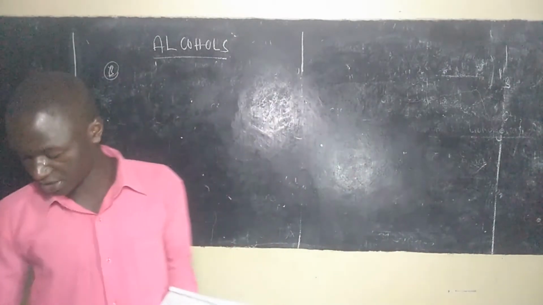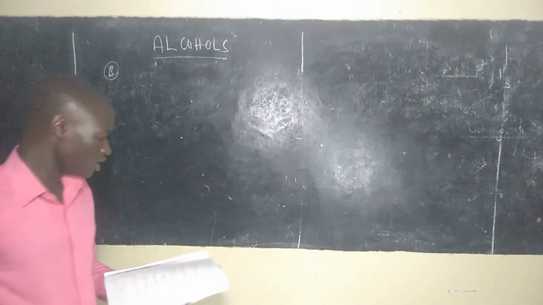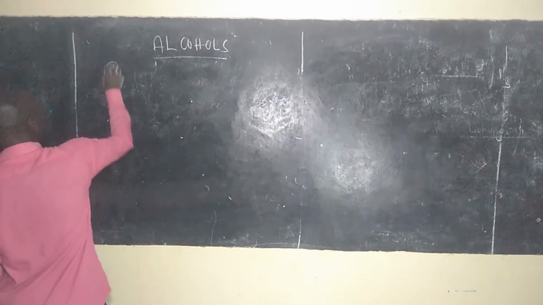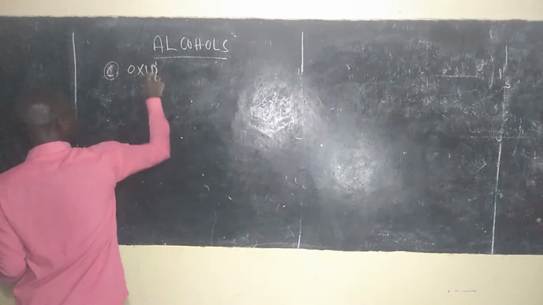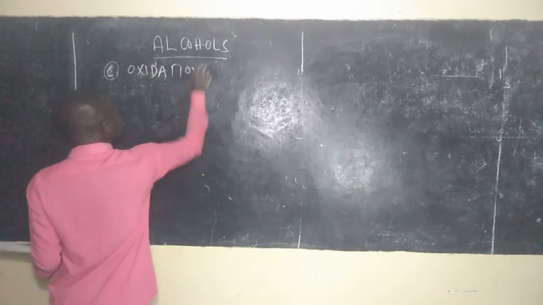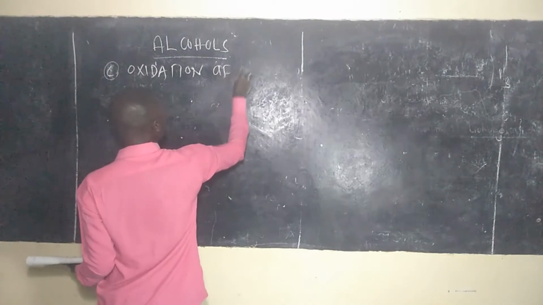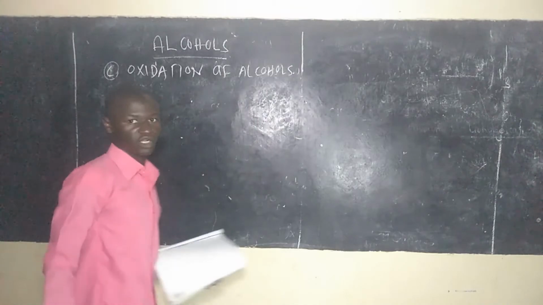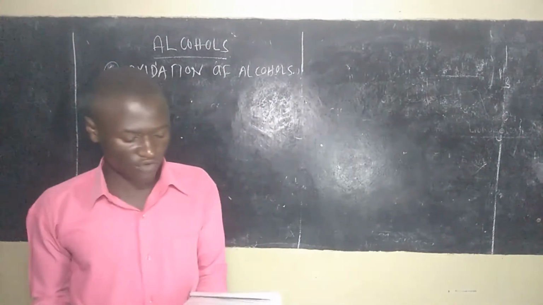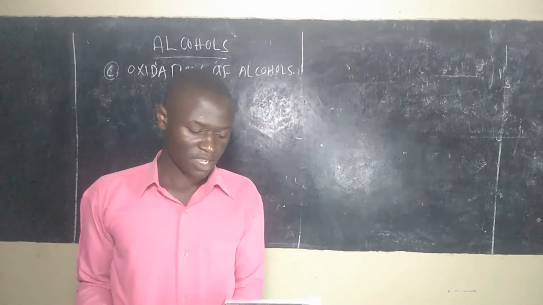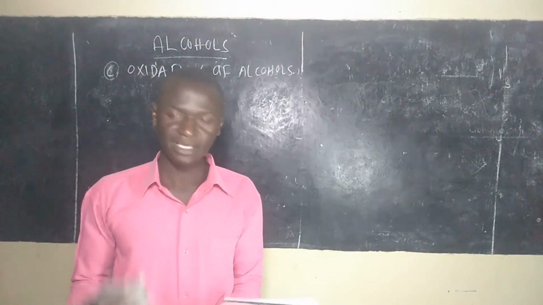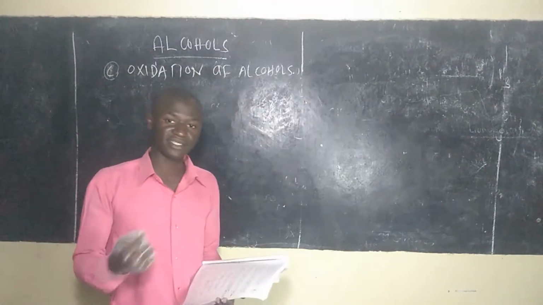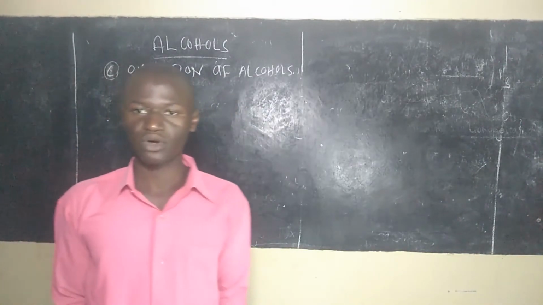Group ya tatu ya hizi reactions. Group ya tatu ni oxidation of alcohols. Here is C, oxidation of alcohols. So oxidation of alcohol depends on the class of alcohol, whether it is primary, secondary or tertiary. Na pia inategemea kwenye oxidizing agent, whether it is weak or strong.